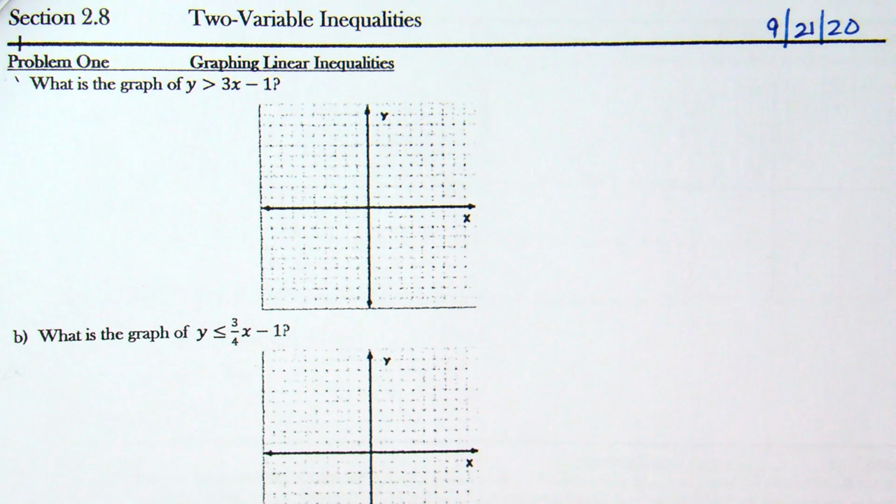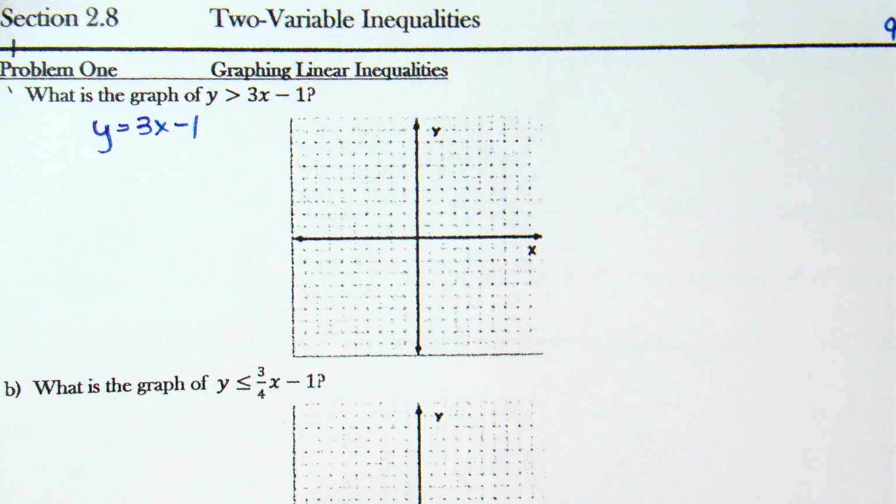Okay? Now, let's look at example 1. What is the graph of y greater than 3x minus 1? Okay, here's what I suggest. Throw out the greater than sign for a moment. Just think about y equals 3x minus 1. Can you graph y equals 3x minus 1?